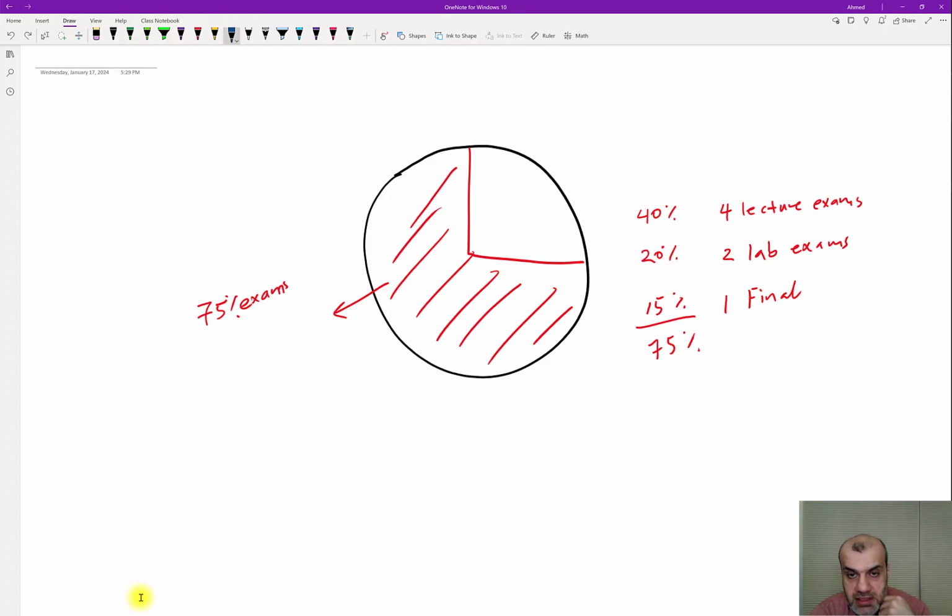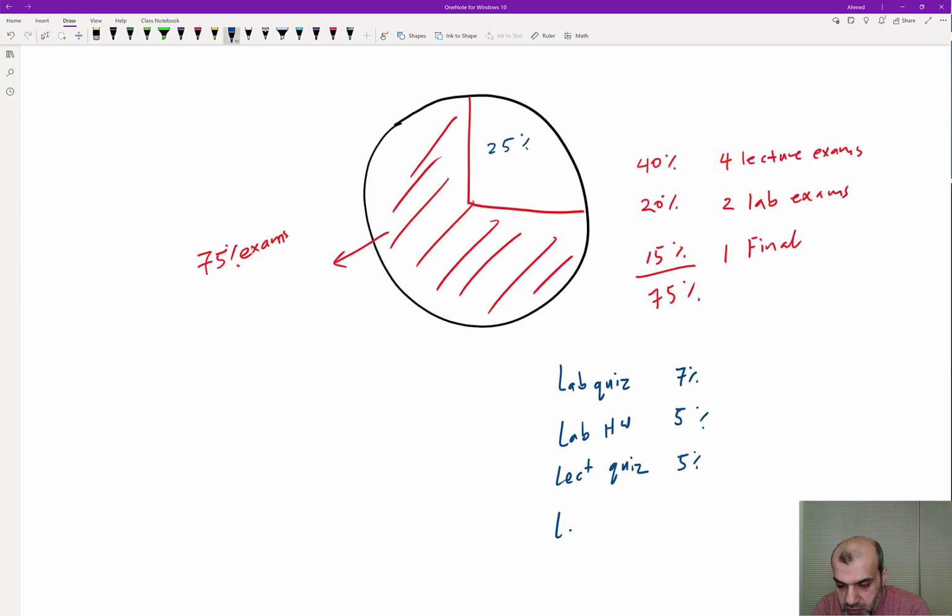What are the other assignments that you will see in A&P 2? Those are the 25% of your grade. We have lab quizzes, which are around 7%. We have lab homework, which is around 5%. The lab reports. You have lecture quizzes, those are in Canvas, and they are 5%. Then you have lecture homework, the group discussion questions, which are 4%. And you have the participation, which is also 4%.